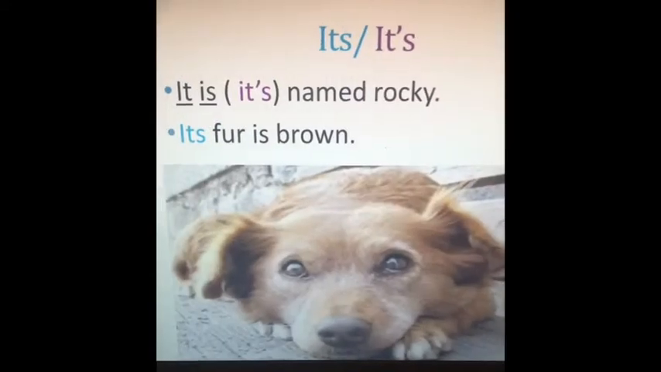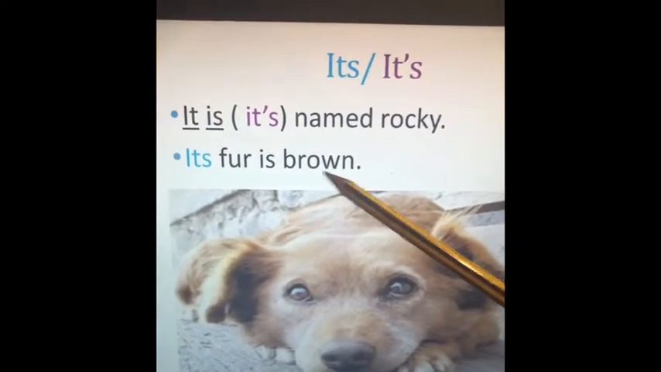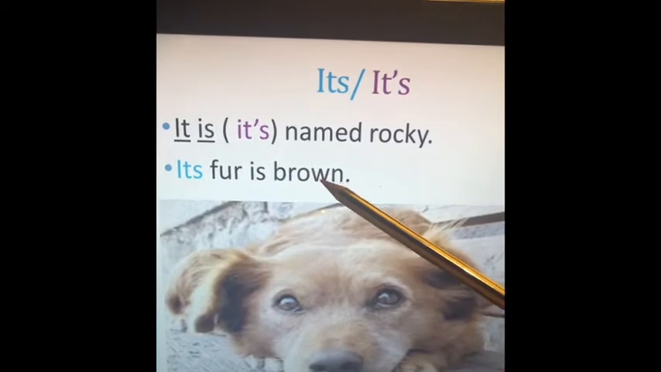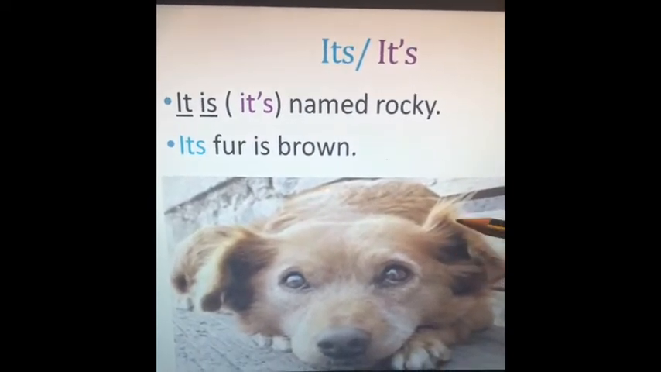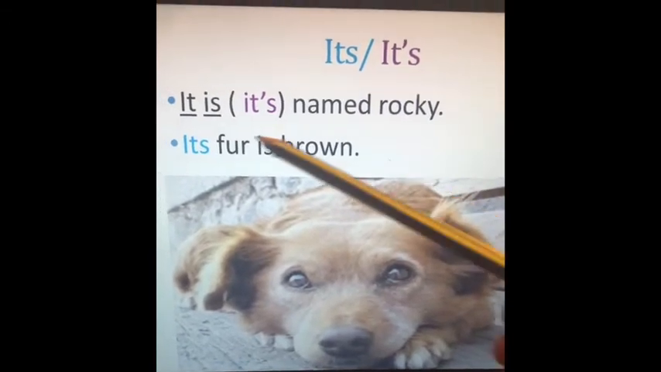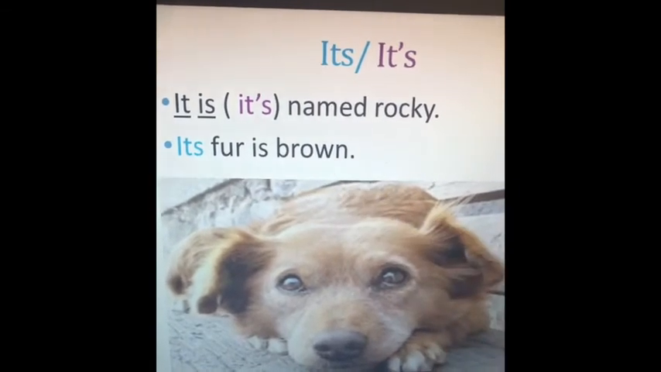Like here. Its fur is brown. Its, without an apostrophe, fur is brown. So when there's no apostrophe, we know that we are not talking about the dog itself. We are talking about something the dog has, the fur, okay? Its fur is brown.